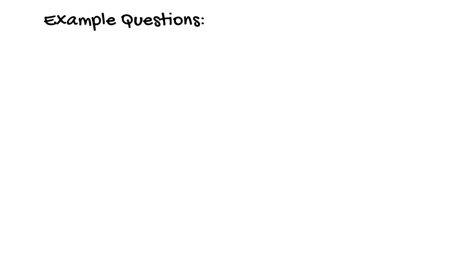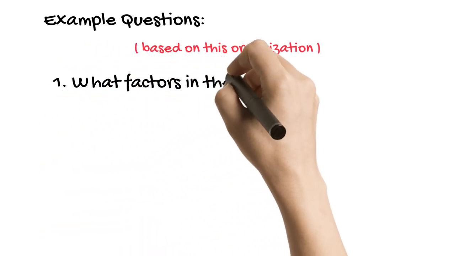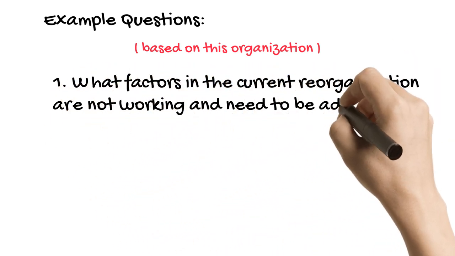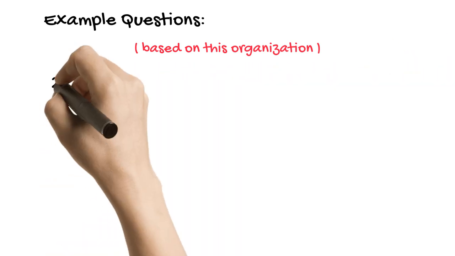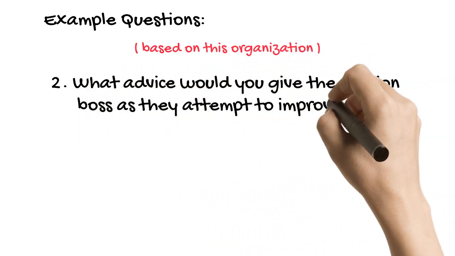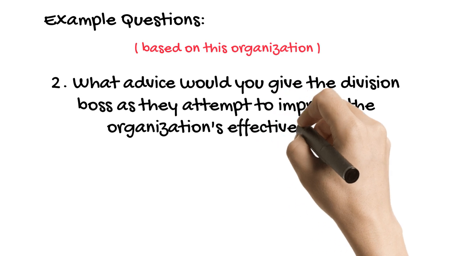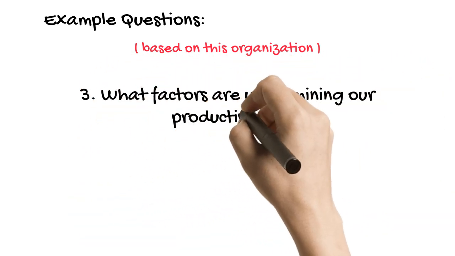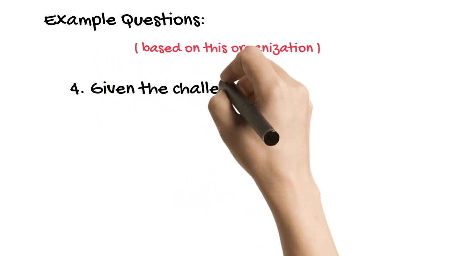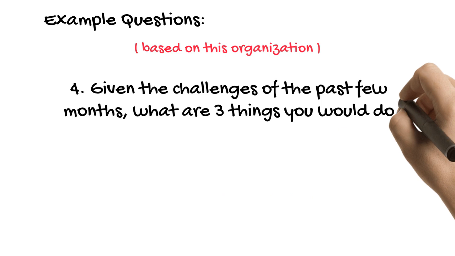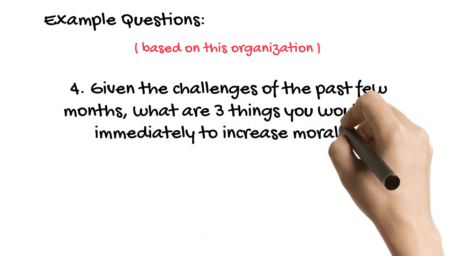Here are some example questions based on this organization. 1. What factors in the current reorganization are not working and need to be addressed? Please be specific. 2. What advice would you give to the division boss as they attempt to improve the organization's effectiveness? 3. What factors are undermining our productivity? 4. Given the challenges of the past few months, what are 3 things you would do immediately to increase morale?